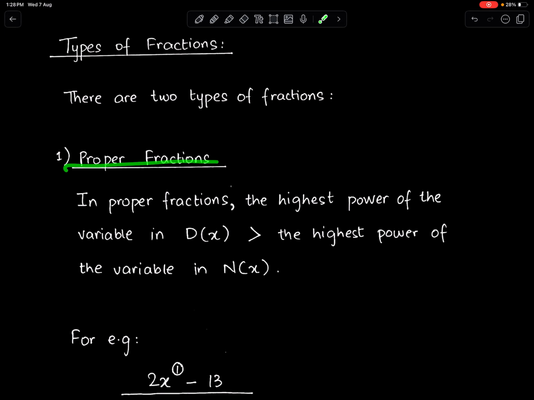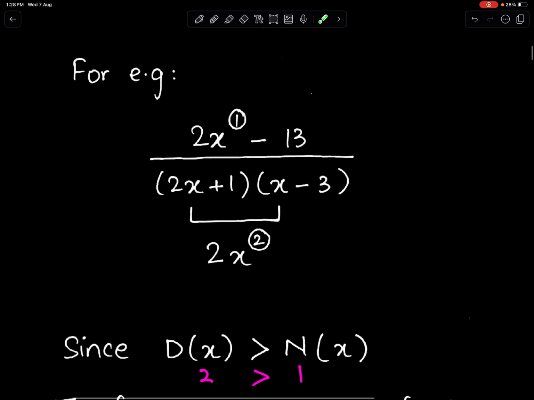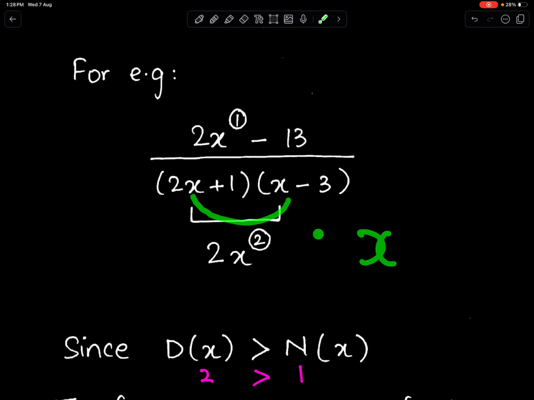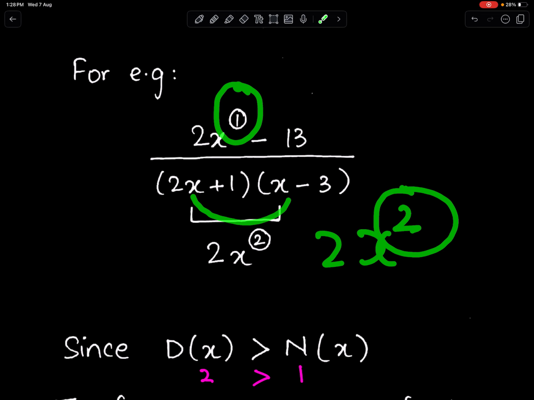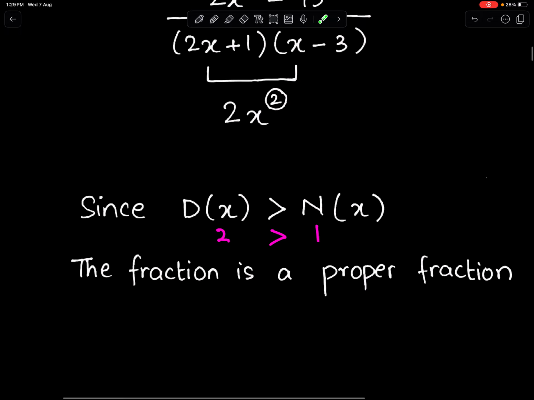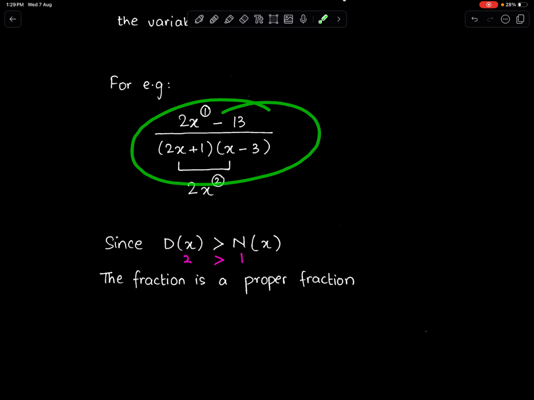So, proper fractions. In proper fractions, the highest power of the variable in the denominator is always greater than the highest power of the variable in the numerator. See, in this example, when we multiply these 2x, we will get 2x square. The highest power of variable in denominator is 2, whereas the highest power of variable in numerator is 1. So when the highest power of variable in denominator is greater than the highest power of variable in numerator, then the fraction is proper. So this fraction is a proper fraction.